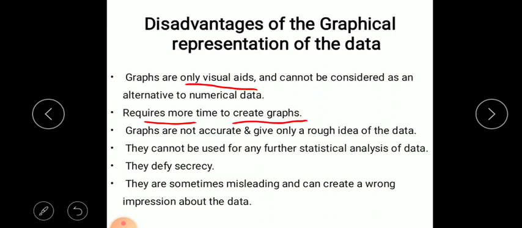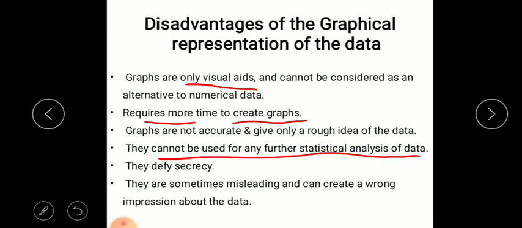They cannot be used for further statistical analysis of the data, unlike numerical data which can be used for further statistical analysis. You can find out mean, median, mode, range, standard deviation, variance, correlation, regression. A lot of things can be done using numerical data. But when it comes to graphical representation or the various graphs that we are using, it is in fact impossible to do any statistical analysis, and it cannot be used for any further statistical analysis.